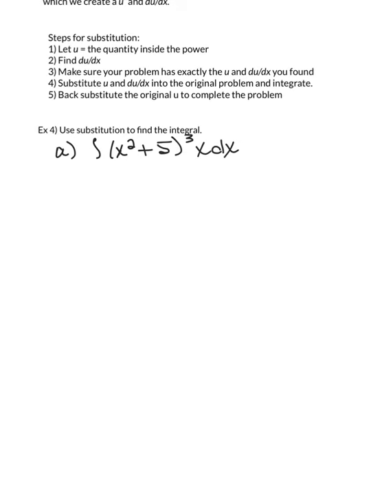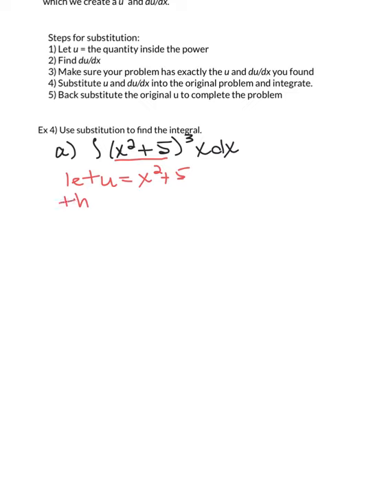For our first example on using substitutions to find an integral, we have the integral of the quantity x squared plus 5 being raised to the third power times x dx. So the first thing that we do is we let u equal the quantity that's being raised to the power, just the inside part. So the u will equal x squared plus 5.